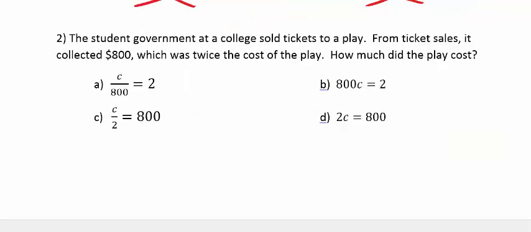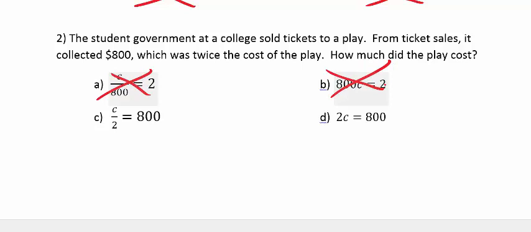In number 2, the student government at a college sold tickets to a play. From ticket sales, it collected $800, which was twice the cost of the play. We want to know how much did the play cost. Well, if it collected $800, that would be our total. That's what it's going to equal. And in A and in B, it equaled 2. So we can eliminate the equations in A and B.